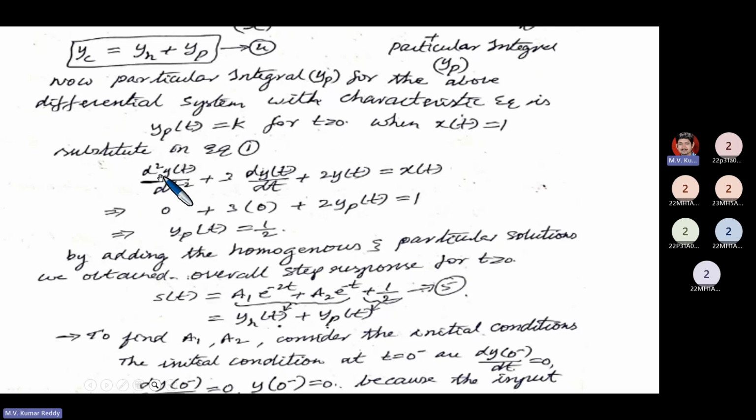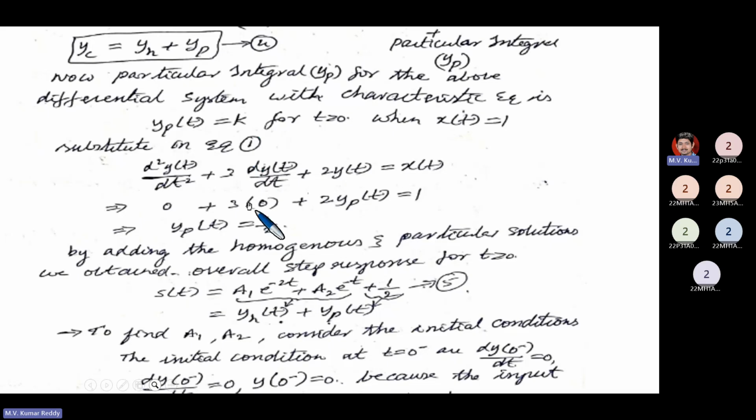The initial condition is y of t, the differential equation is 0, y of t is a particular integral. Okay, x of t is equal to 1. So this is the initial condition. For the initial condition, we got y of p is equal to 1 by 2. Okay, now substitute these two values here: the homogeneous solution and a particular integral.